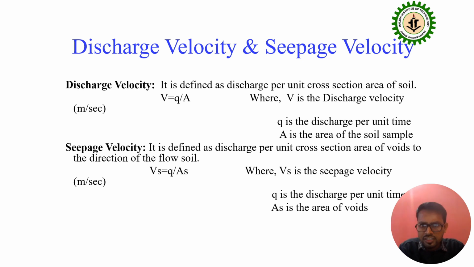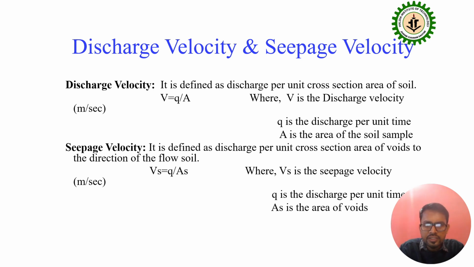Coming to the discharge velocity and seepage velocity. Now, discharge velocity is defined as the discharge per unit cross-sectional area of soil. If v is the discharge velocity and Q is the discharge per unit time and A is the total cross-sectional area of the soil sample, so we can say v equal to Q by A. But in case of seepage velocity, it is defined as the discharge per unit cross-sectional area of voids. If Q is the discharge per unit time and As is the area of voids, so we can say seepage velocity Vs is equal to Q by As.